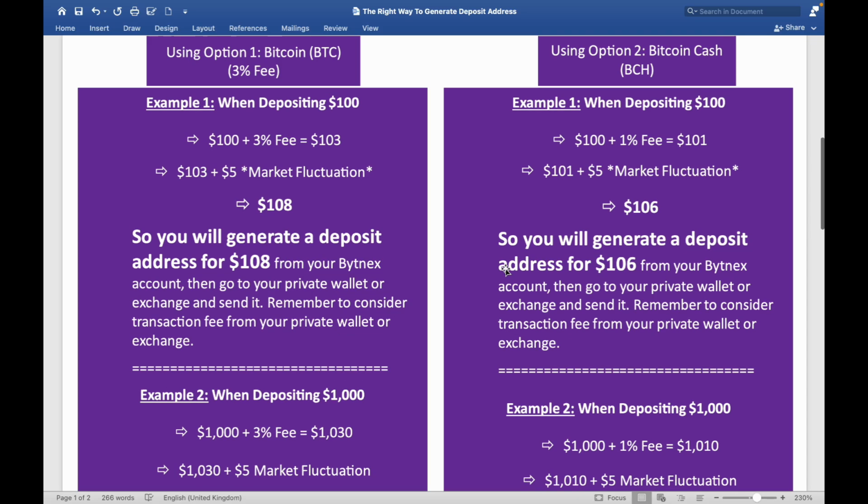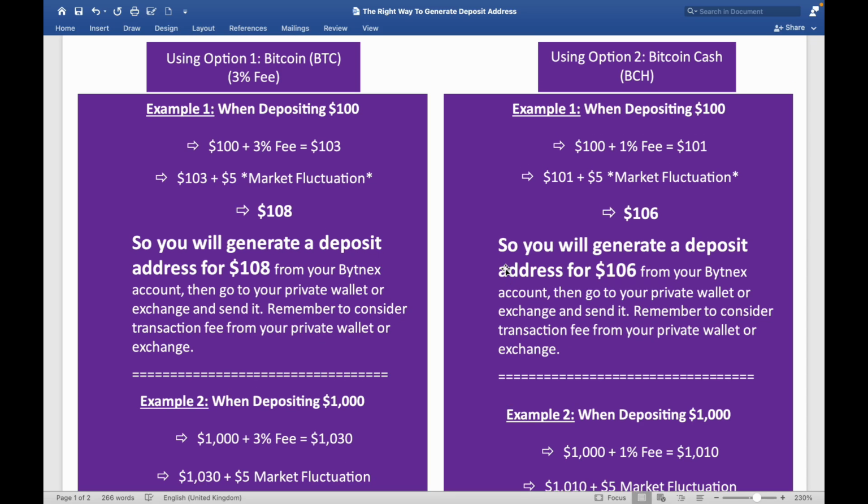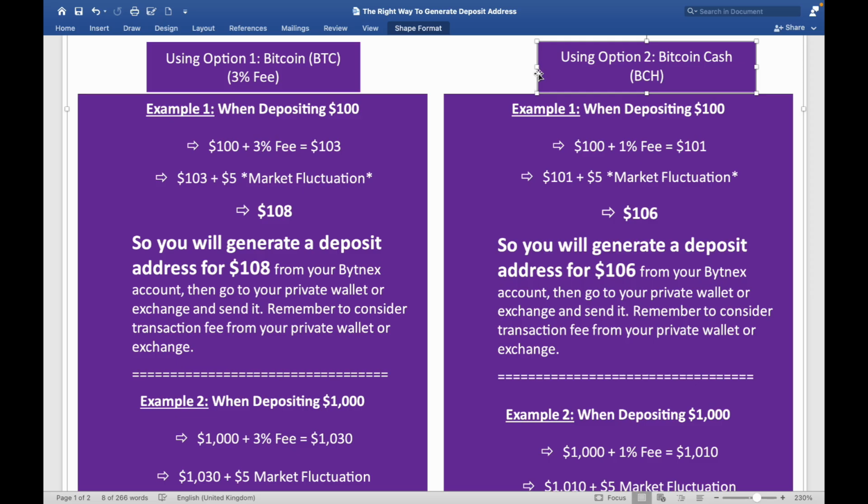Okay, so on my right hand side here, if you want to use Bitcoin Cash for your deposit, remember that there is a fee of 1% as well. Okay, so don't forget that there is always a fee for any deposit you want to make in Bytnex, and I want everybody to be aware of that.